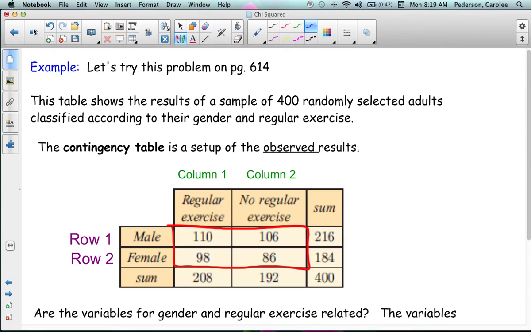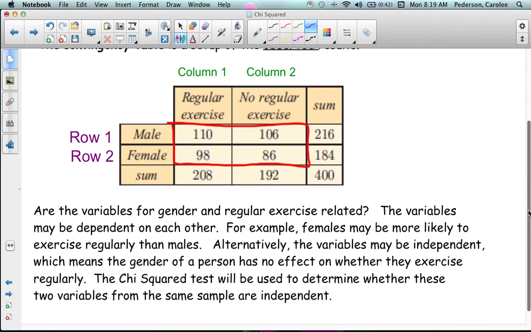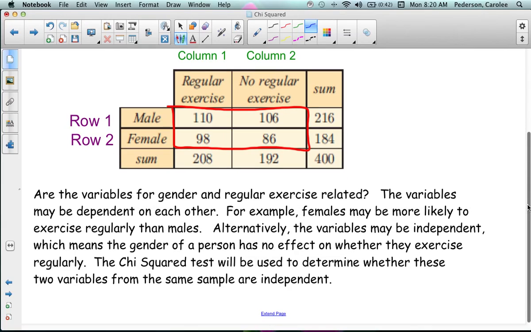So here's an example. These are our observed values. Column 1 represents who has regular exercise: 110 males, 98 females. Then column 2 is the people who don't have regular exercise, and the total sample space is 400 people we went out and collected. Remember, these columns and rows become important when we calculate the expected values, what it should be. So the question: for the variables gender, males and females, and people who regularly exercise and don't, is there a connection between them? Are they independent or dependent of each other?